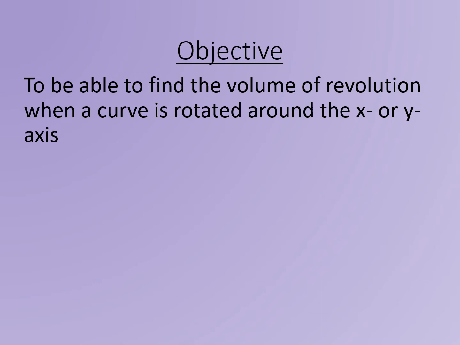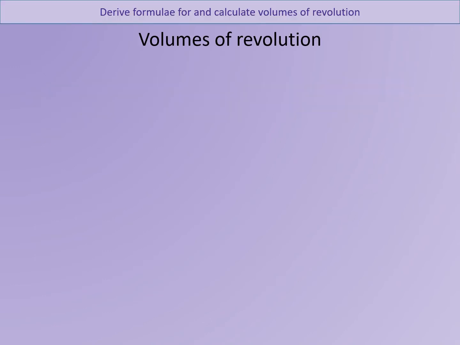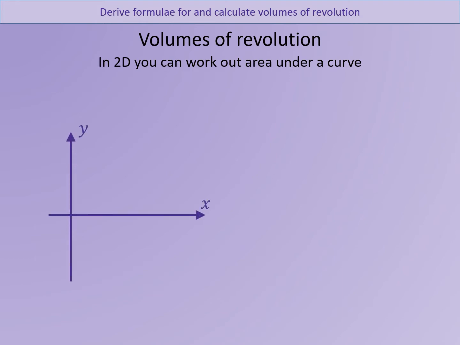This topic will cover how to find the volume of revolution formed when a curve is rotated around the x-axis or the y-axis. In 2 dimensions, we can work out the area under a line or a curve, either by integration or simply by calculating it.